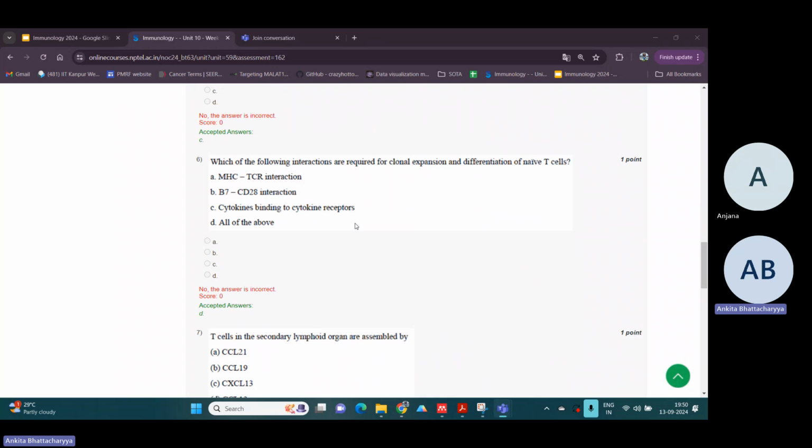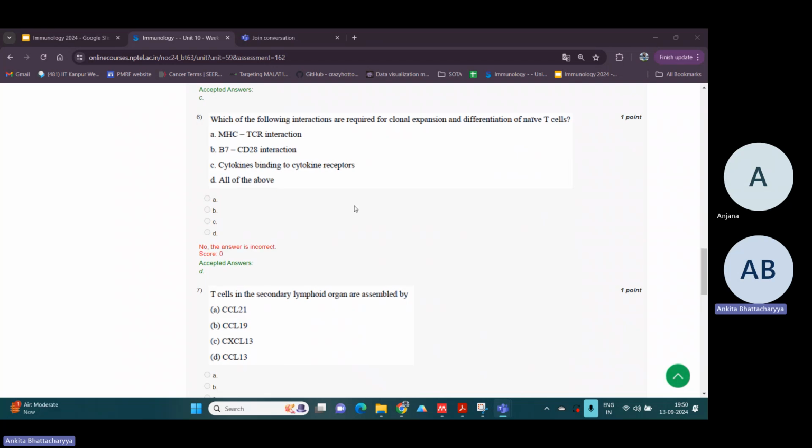Third is the binding of some cytokines to the cytokine receptors. In this case, the example we have studied is IL-2 binding to IL-2R. So that is the third stimulatory signal. And together, all of these make option D the correct option in this case. And just to keep it in your mind, the CTLA4 B7 interaction would not be a stimulatory interaction, but would instead quench it and prevent further differentiation and proliferation of those T cells.